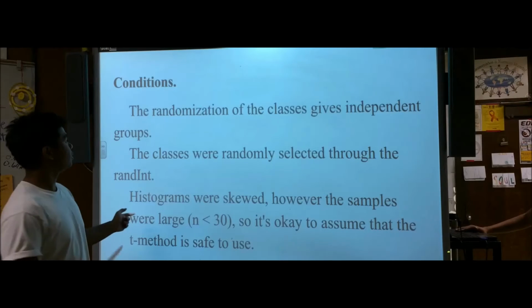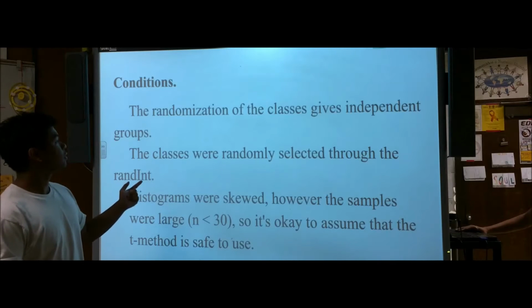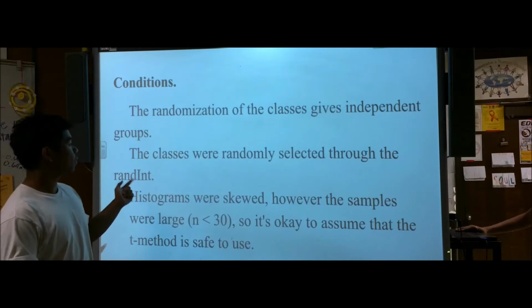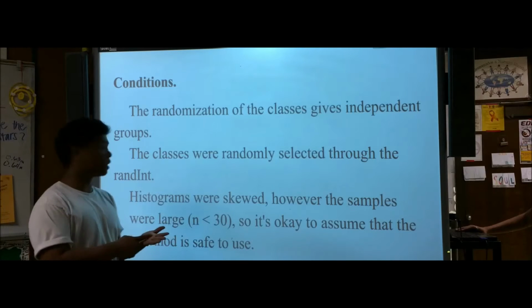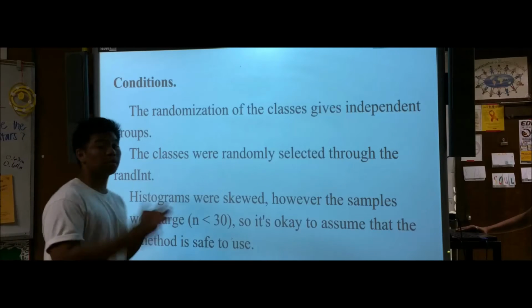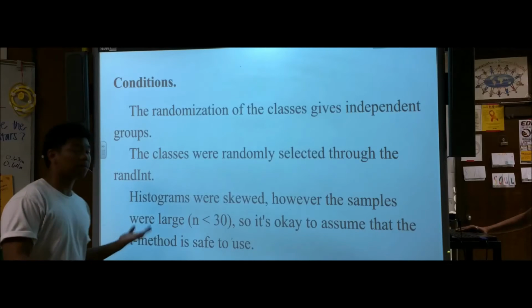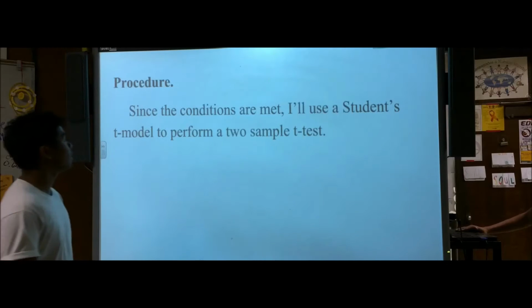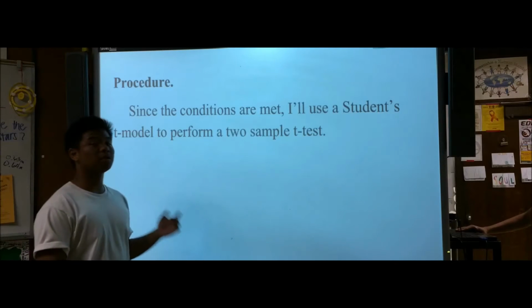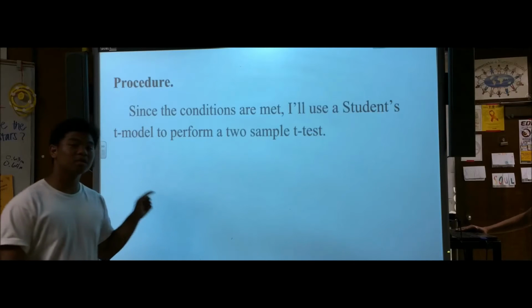Conditions. The randomization of the classes gives independent groups. The classes were randomly selected through the randint feature on the calculator. Histograms were skewed, however the samples were larger than 30, so it's okay to assume that the t-method is safe to use. Procedure. Since the conditions are met, I'll use a student's t-model to perform a two-sample t-test.